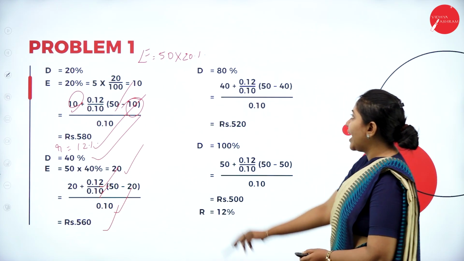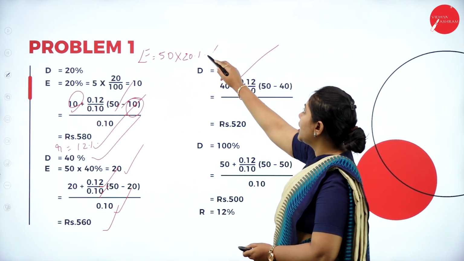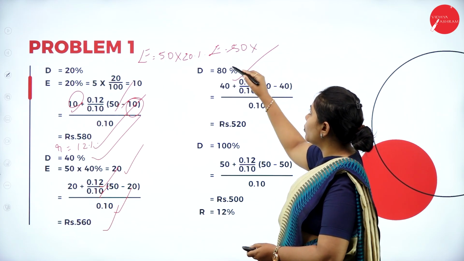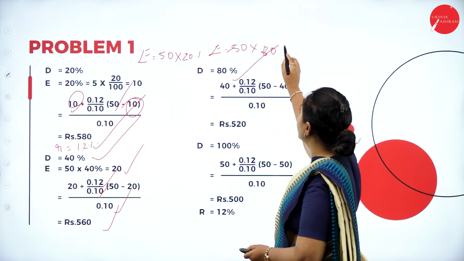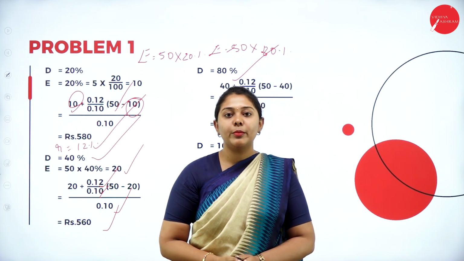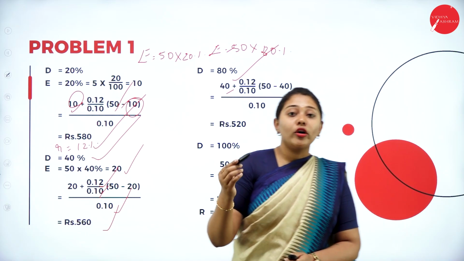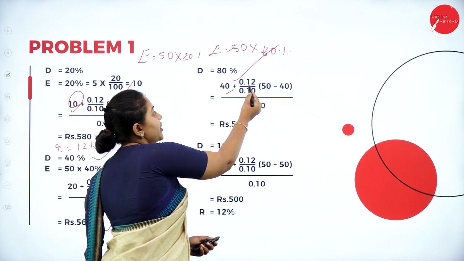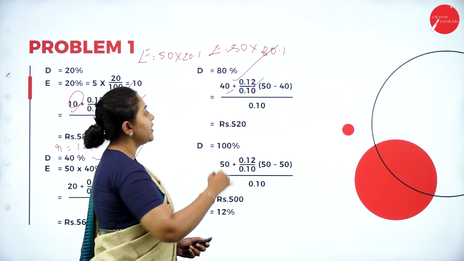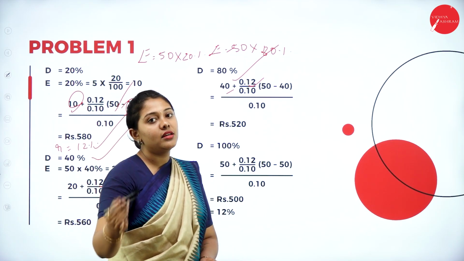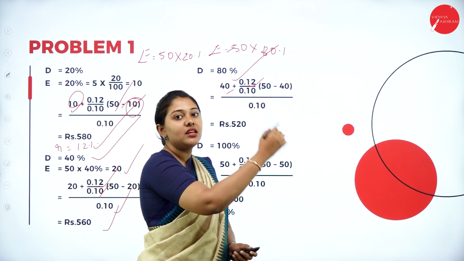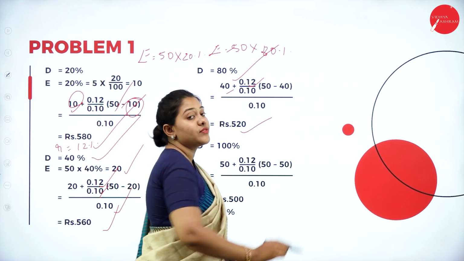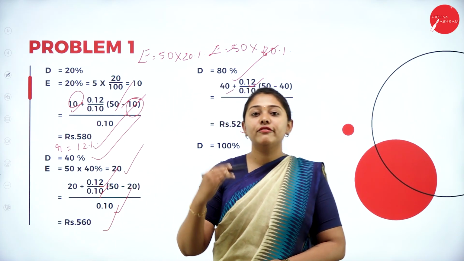Moving forward, we are calculating for 80%. So what is earnings? Earnings is 50 rupees into 80%. 50 rupees into 80%, it will be 40 rupees. So what is the dividend? Now 40 rupees is the dividend per share. Rate of return is 0.12 divided by 0.10, 50 minus 40. 50 is your earnings minus your dividend 40, whole divided by 0.10. You get the answer as 520.